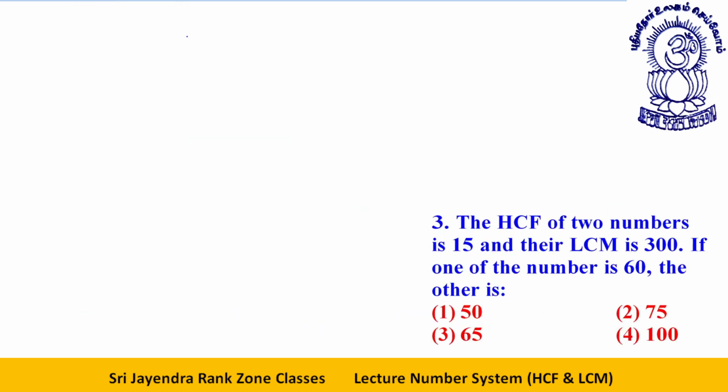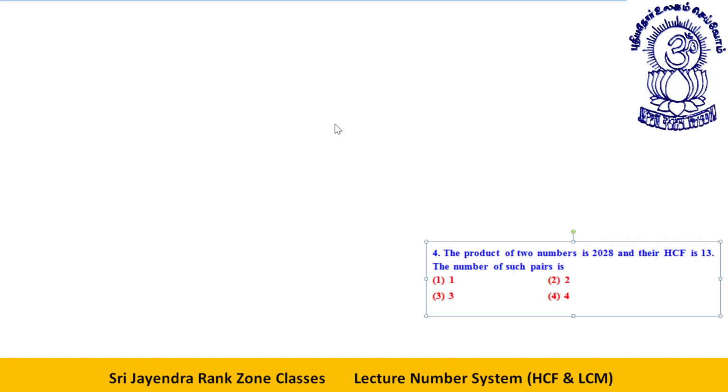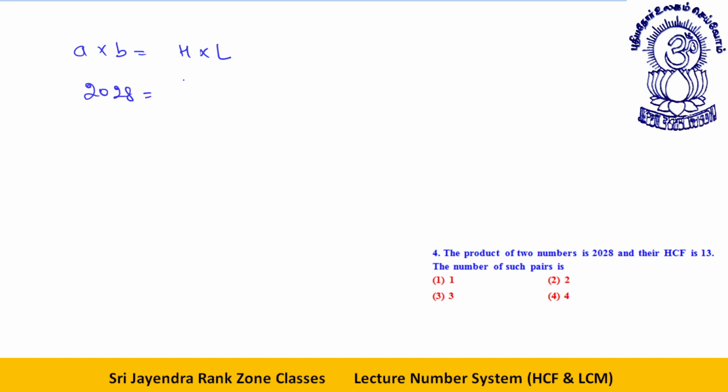Let's move to the next one. A into B is equal to HCF into LCM. Or I can say 2028. What is this? 13. 13 into 13 XY this way. 2028 divided by 13 and 13 is 169, is equal to XY. So now I won't be calculating this. I just need to apply a small logic. What is that small logic?